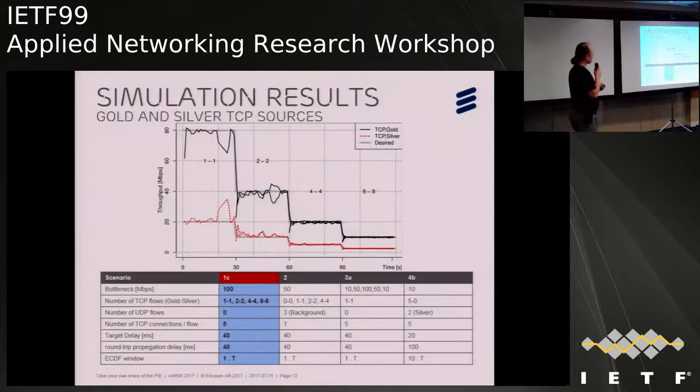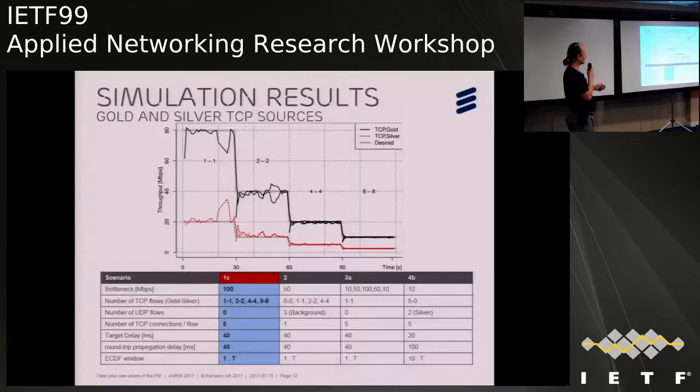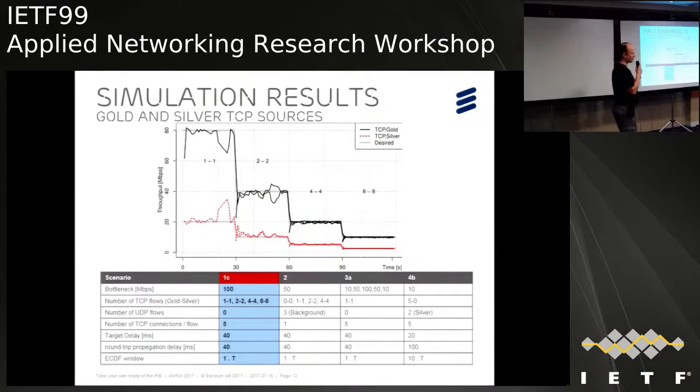So this is the simplest simulation case. We have only gold and silver TCP sources, 5 TCP connections per flow, and we changed the number of flows from 1 gold, 1 silver, to 2, 2, 4, 4, and 8, 8. And using flow calculus and knowing the throughput value functions, it's possible to calculate the desired resource sharing.